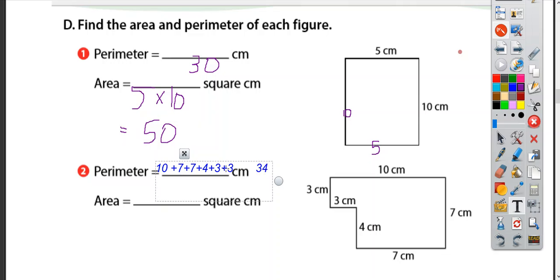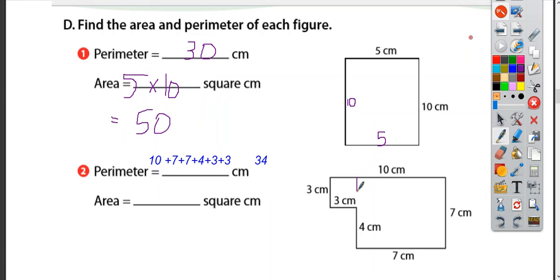For the area, yes, you have to partition the shape. Okay, this side here is 3 times 3. 3 times 3 is 9. Here we have 7 times 7. You will not use the 10 because the 10 is all this side, and I need only from here to here, which is 7. So 7 times 7 is 49. 49 plus 9 is 58.